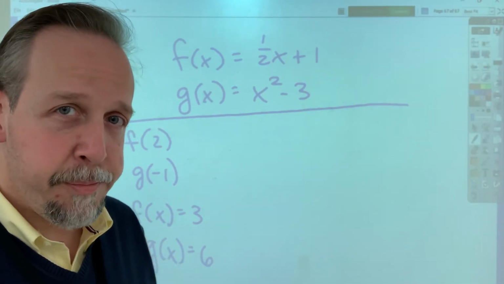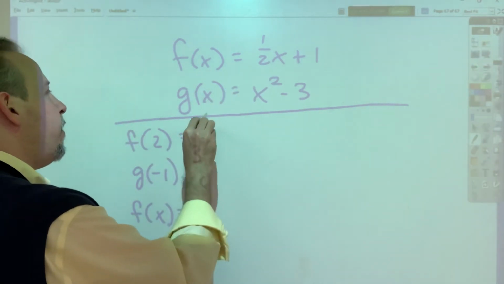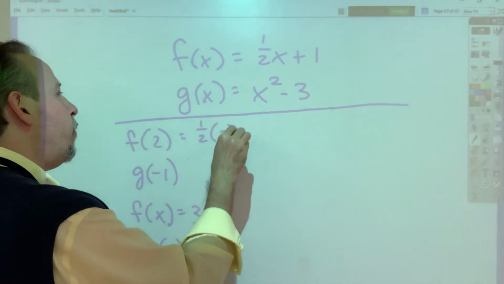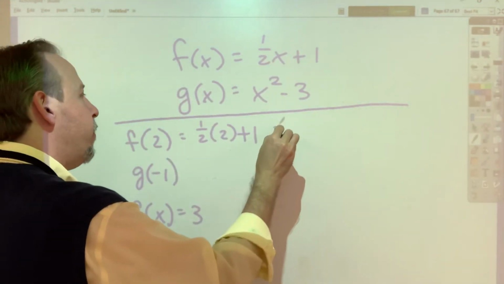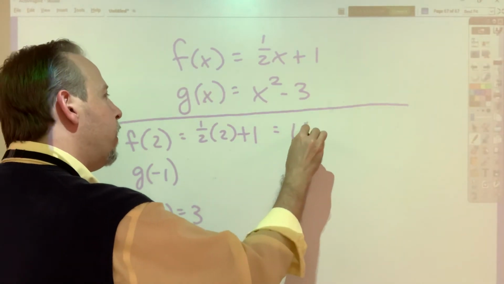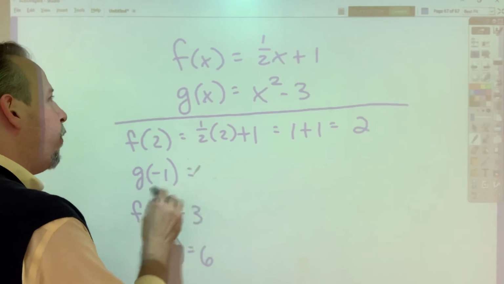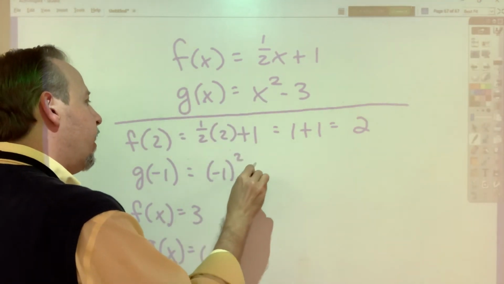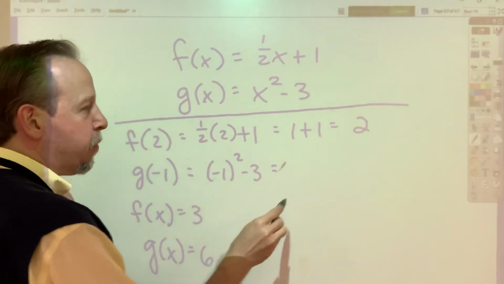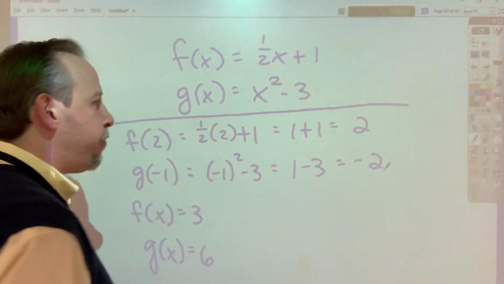Pause now, solve all 4 of them, and play the video. So let's solve these. F of 2, well, that is going to be half of 2 plus 1, because it's the f function, plugging in the number 2. Half of 2 is 1, and 1 plus 1 is 2. G of negative 1, that means use the g function and plug in negative 1. Negative 1 squared minus 3. Negative 1 squared is 1, and 1 minus 3 is negative 2.